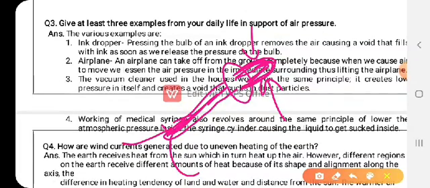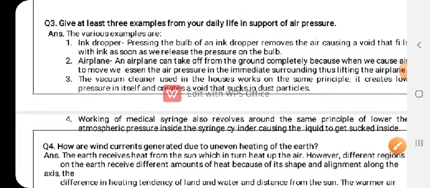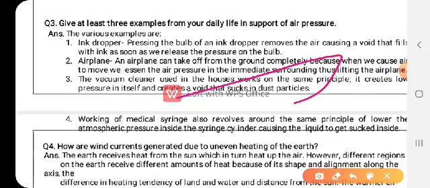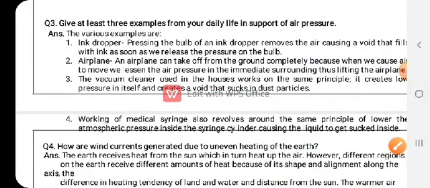Here also, in airplanes, there are fans over the wings which blow the air backward and create a low pressure region behind the plane, and it helps the plane to take off very easily. Even the vacuum cleaner creates low pressure inside and sucks everything inside it.